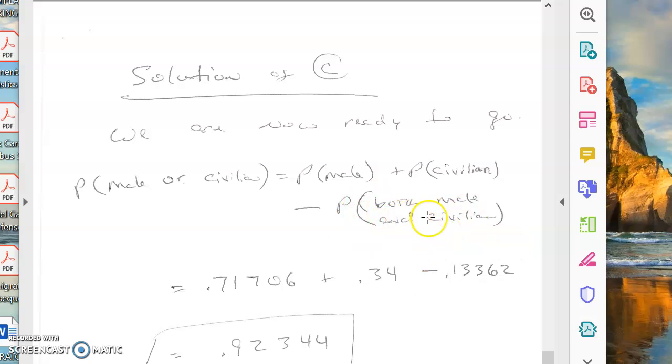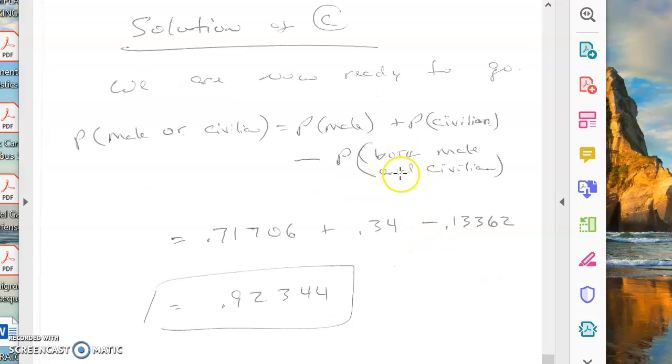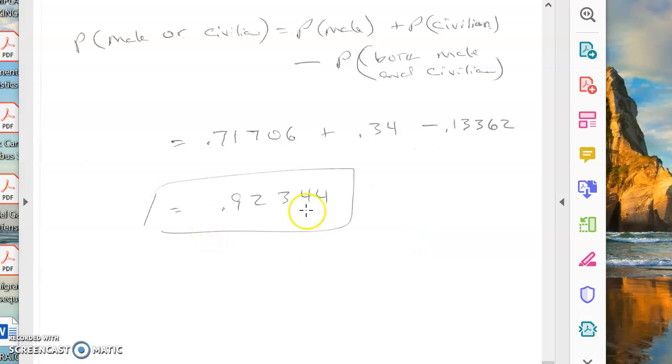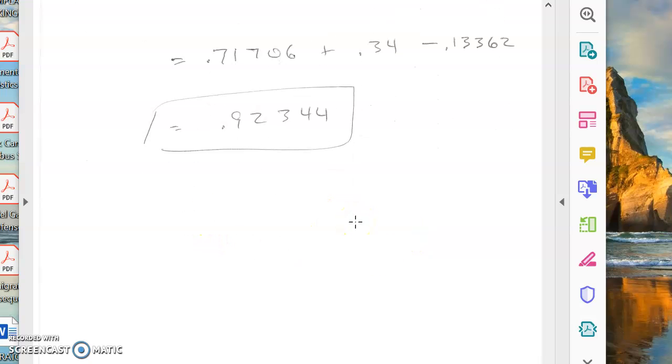Basically what's happening is you don't want to count it twice. You only want to count it once. So we take one of them away. That's the way I think about it. So here's the numbers. This is the probability of male. Probability of civilian is this guy. Probability of both is this guy. Do the arithmetic on your calculator. Boom, there's the answer. And that's the final answer.